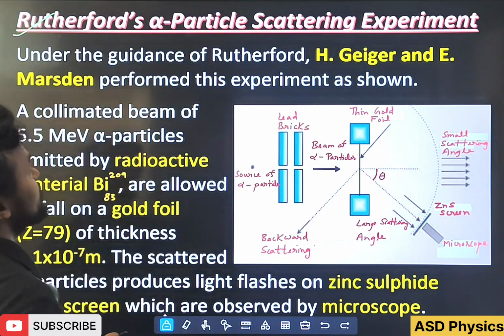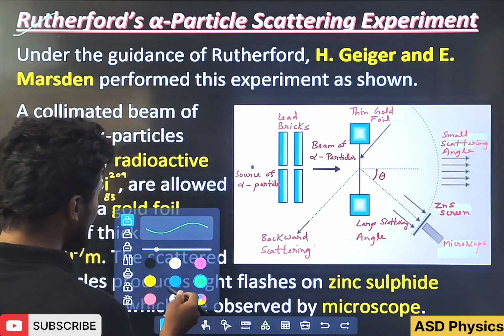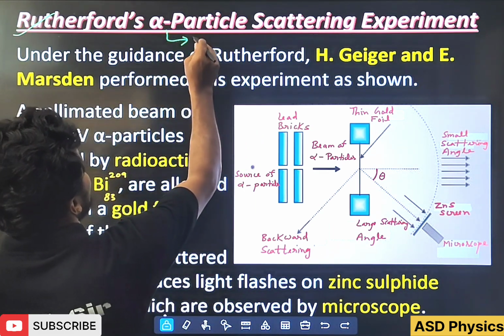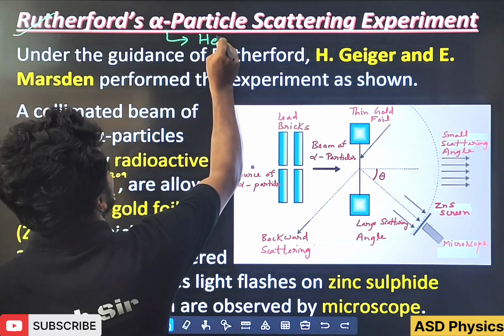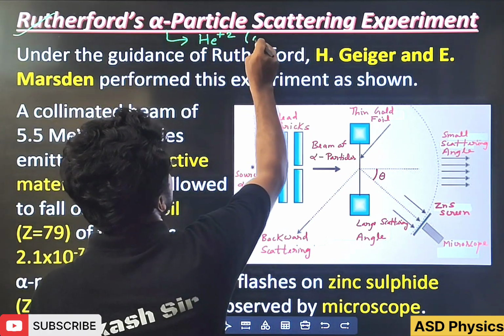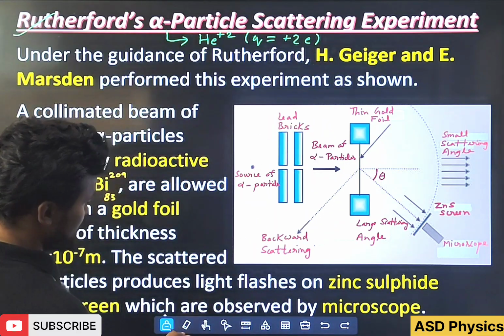So here you can see the first one is Rutherford's alpha particle scattering experiment. Here Rutherford has used which particle? Alpha particle. Remember that an alpha particle is a double ionized helium ion, the most important. Okay, and the charge on the alpha particle is plus 2e. Okay, this is the basic.